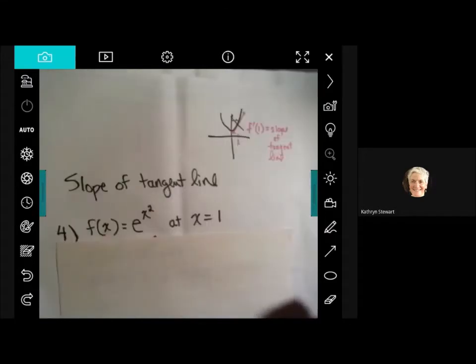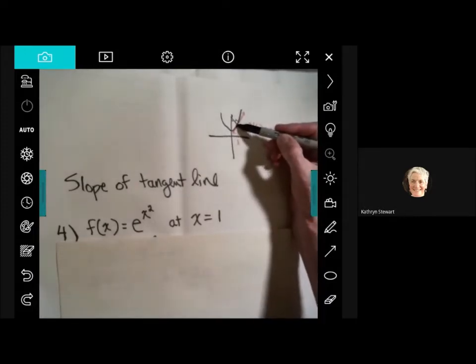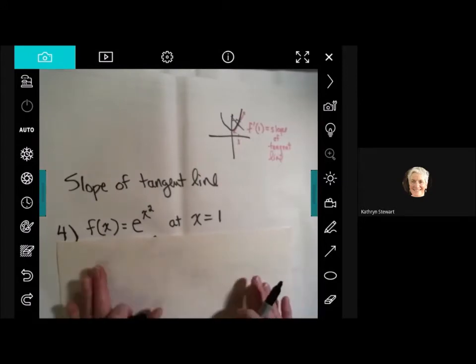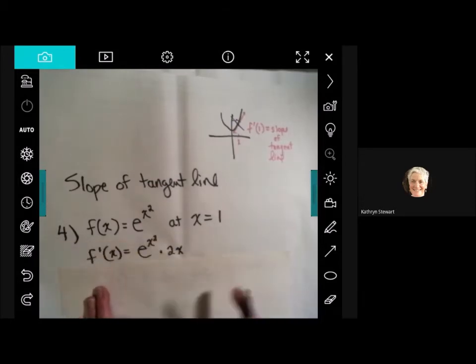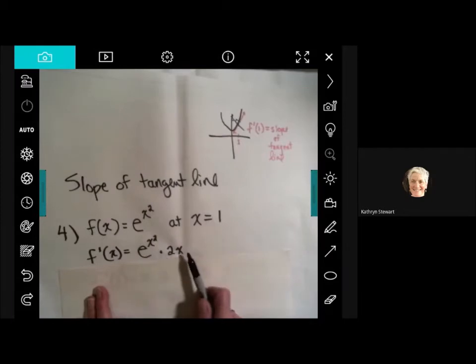Remember, when you're looking for the slope of a tangent line, you're looking for the slope of the function at the point. In other words, you're looking for the derivative of the function at that point. So let's take the derivative of this function. That's the natural log of e, which is 1, times the exponential term as it is, and then chain rule times the derivative of x squared, which is 2x.